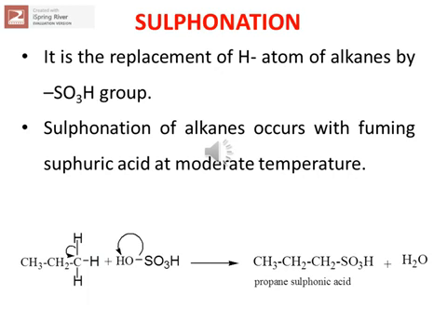When alkanes are heated with fuming sulfuric acid at moderate temperature, the hydrogens of the alkanes are replaced with an HSO3 group, and this is called sulfonation. As a result of sulfonation of alkanes, sulfonic acids are obtained. Alkane sulfonic acids are important constituents in laundry detergents.